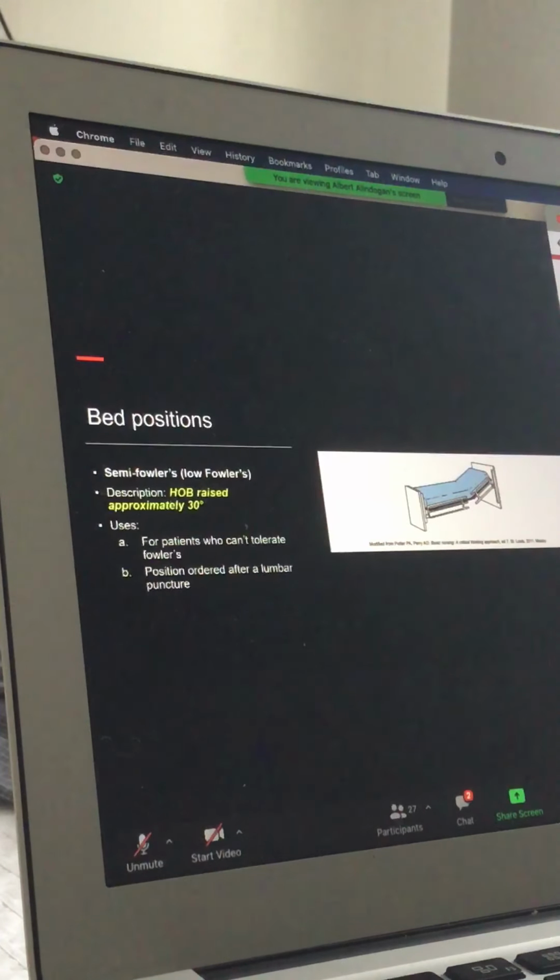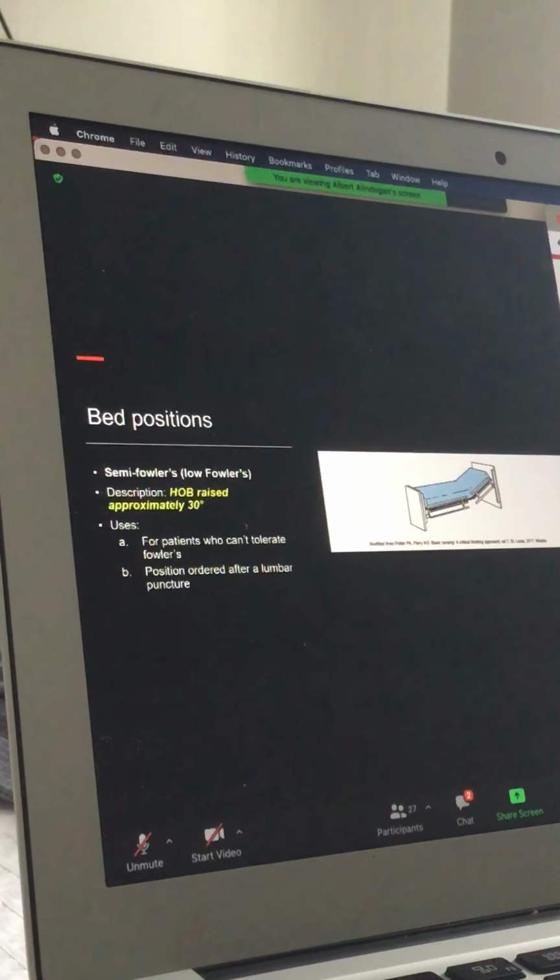Semi-Fowler's, which is 30 degrees. So remember, semi is 30, Fowler's is 45 to 60, high Fowler's is 90. I might test you on this one. Now, for patients who can't tolerate Fowler's position, you can put them in a semi-Fowler's position. And this is also a position ordered after a lumbar puncture.